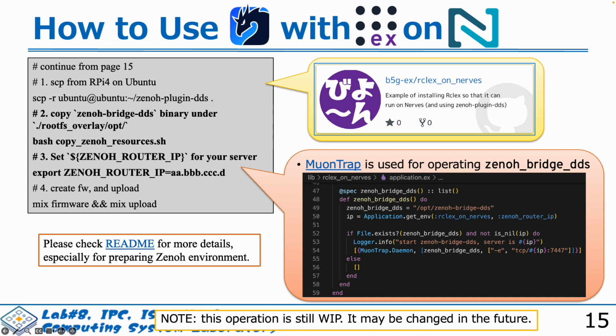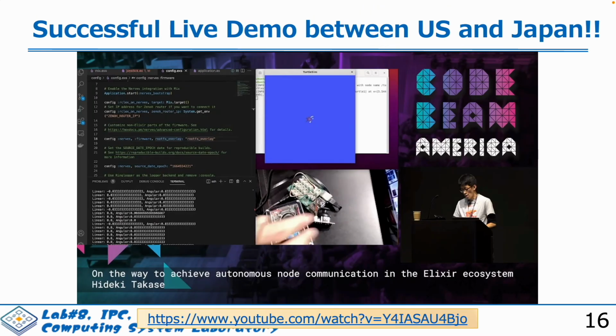To operate this on NAPS, we make use of the Moontrap approach. This is one of the features in NAPS to allocate the executable to be run as a daemon. Please watch the video recording of a live demo at CodeBeam America. The entire presentation is available on YouTube.